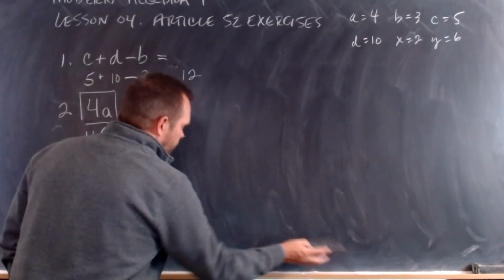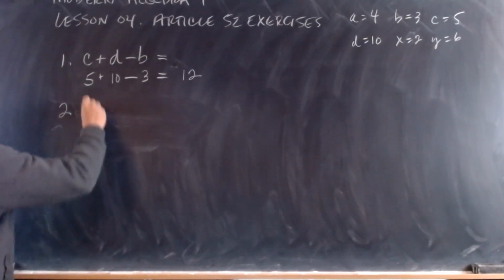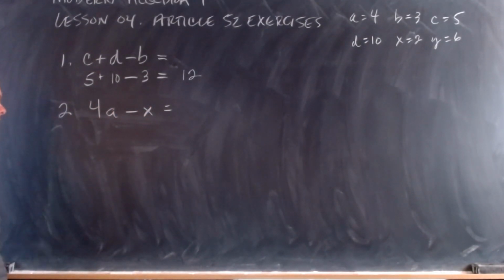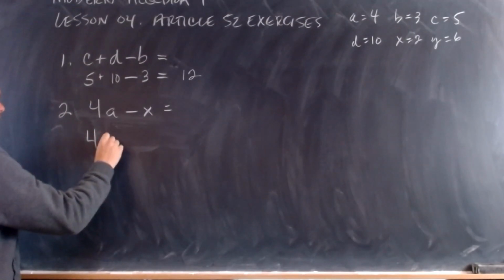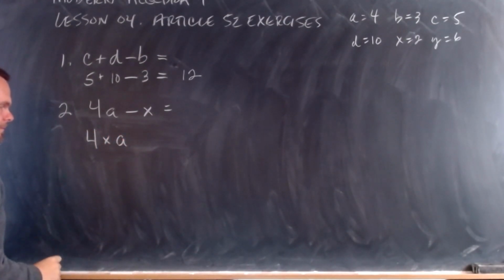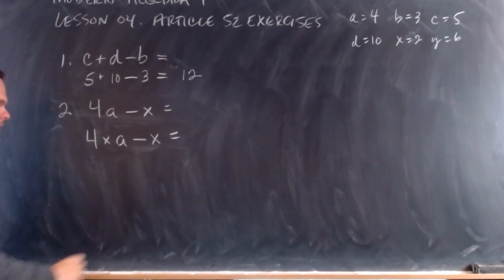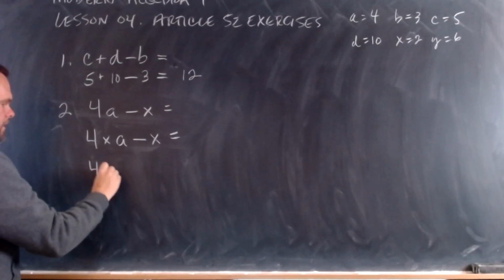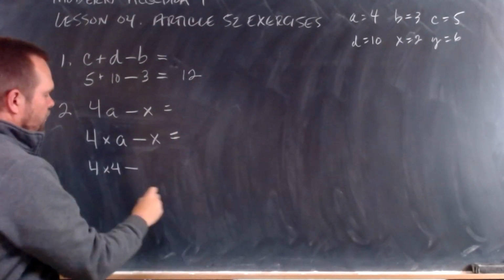So the first thing we're going to do, this is why this is important. Let me show you how you can screw this up. 4a minus x, right? And I can ask you, what does 4a mean? 4a means 4 times a, right? So if I write 4 times a minus x, and then I say a equals 4, so I have 4 times 4 minus 2.